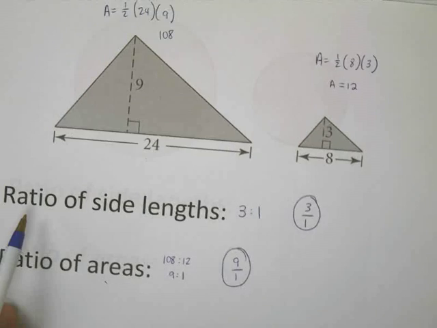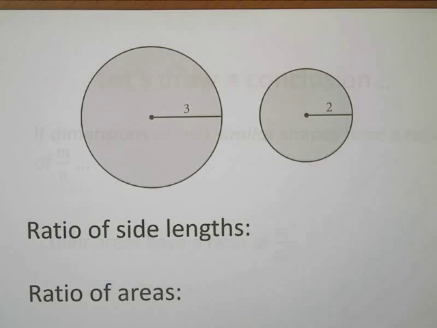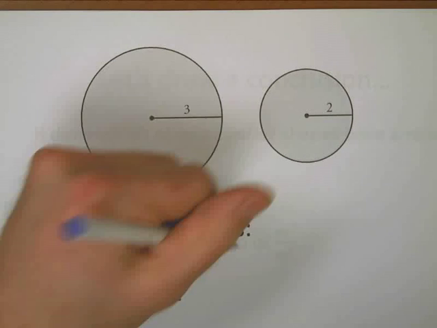What about circles here? Let's see here. Then we're going to try to draw a conclusion. You got a sneak peek at it there. Okay? Now this one doesn't have side length, this one has a radius.